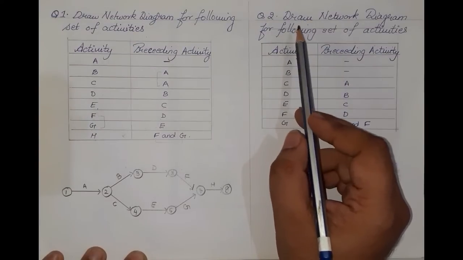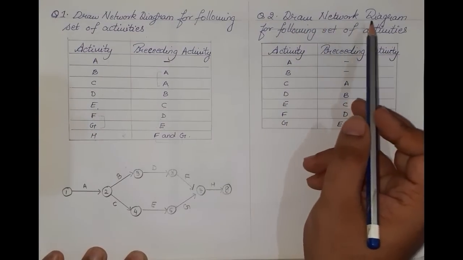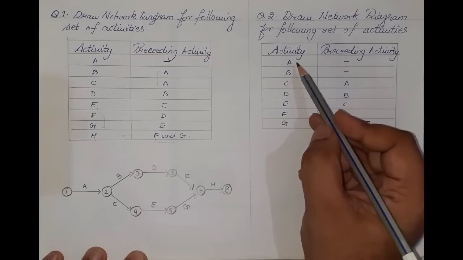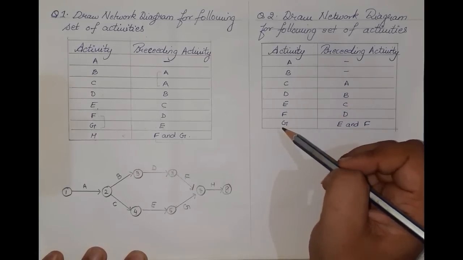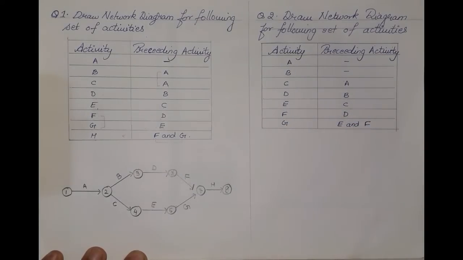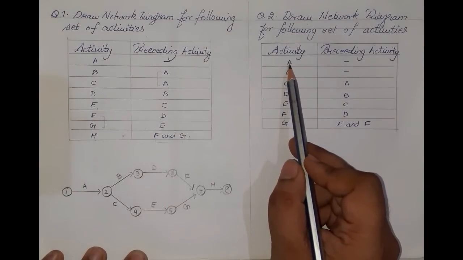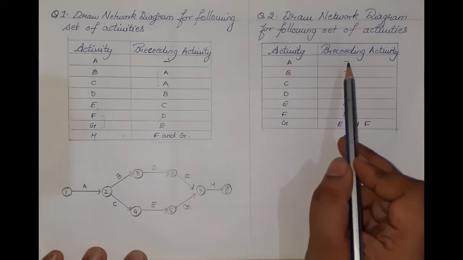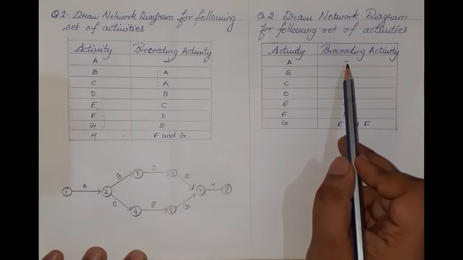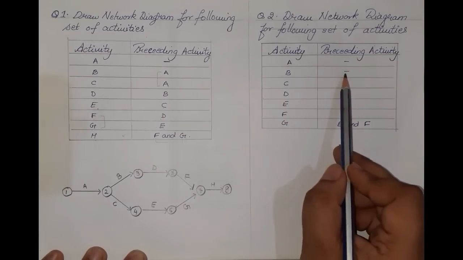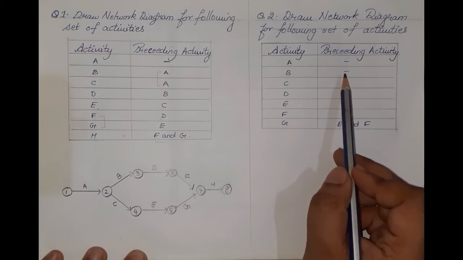In the next question, it is given: draw again a network diagram for the following set of activities. Again, we have been given activities A, B, C, D, E, F, G, and the preceding activities are also given. Now, the very first activity is activity A. The preceding activity is nil, meaning there is no preceding activity. And if I look at B, again I can see that there is no preceding activity.